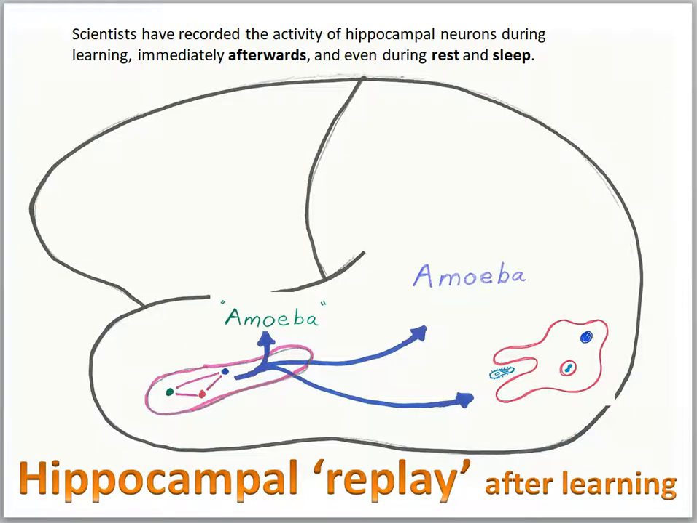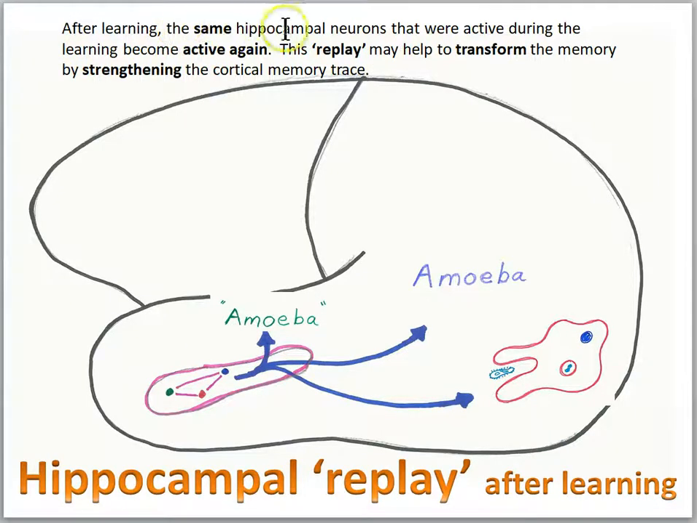So they could keep track of hippocampal cell activity at these different time periods after learning. And what they found was interesting. After learning, the same hippocampal neurons that were active during the learning became active again. This replay, as it were, may help to transform the memory by strengthening the cortical memory trace. So we're going to call this hippocampal replay, and it occurs immediately after learning. And so the suggestion is, while these hippocampal cells were activated during the learning process itself, after learning, it's as if the hippocampus is replaying that memory trace. And that replay may help to strengthen the cortical connections for the cortical version of the memory trace.